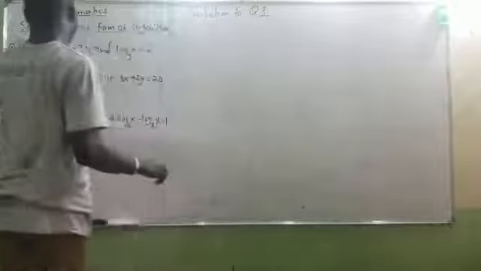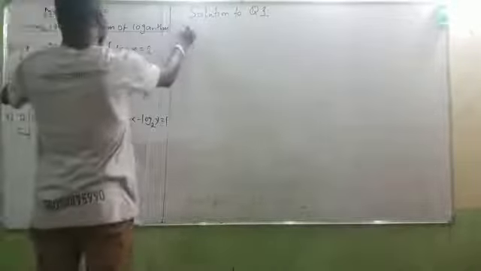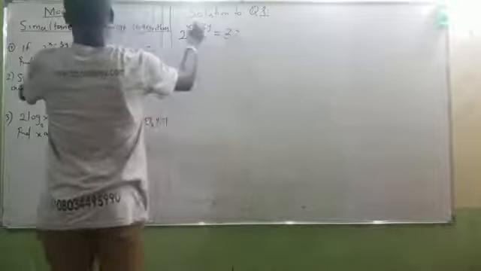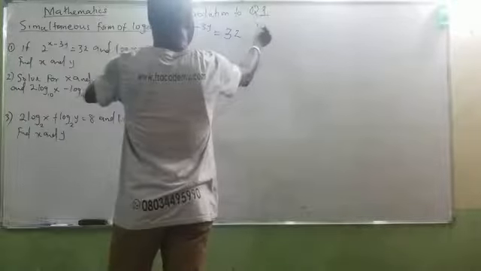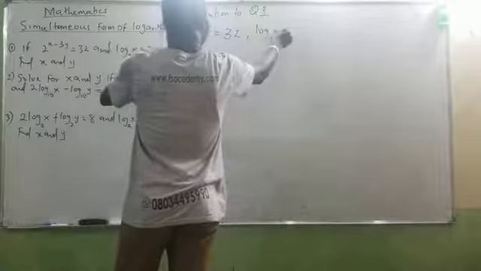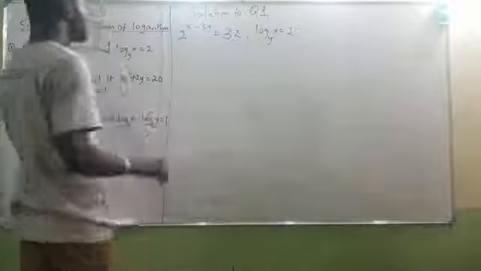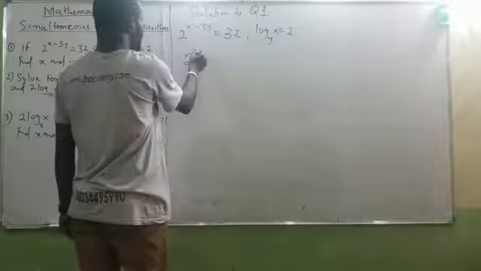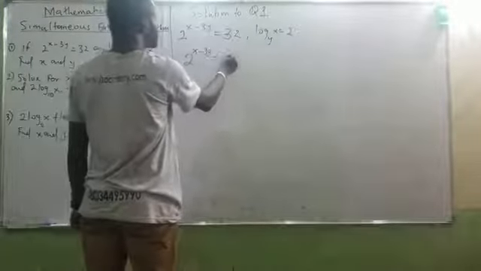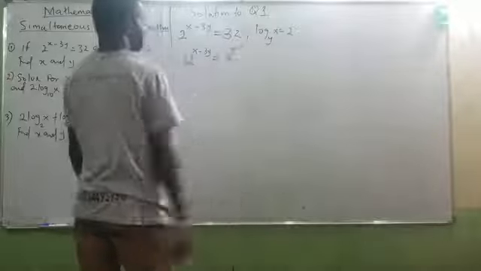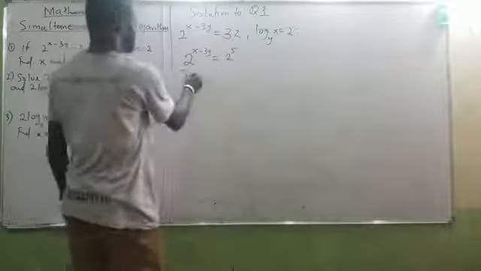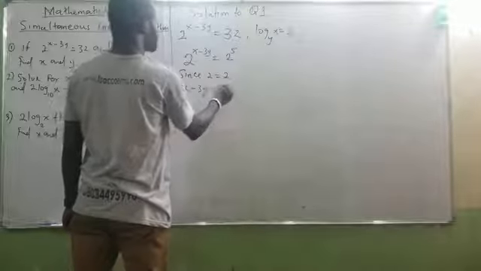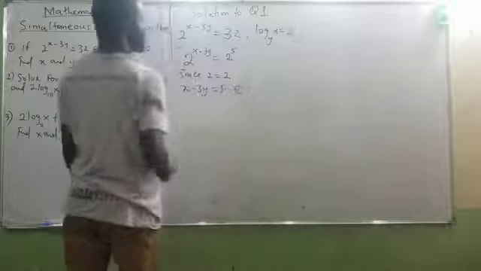Now, what is question 1? We're told that 2^(x minus 3y) equals 32 and log_y x equals 2. Now, I'm looking for x and y. I want to first work on this. I can see that 2 raised to power x minus 3y equals 2 raised to power 5. Since the bases are equal, x minus 3y equals 5. I can call it equation 1.